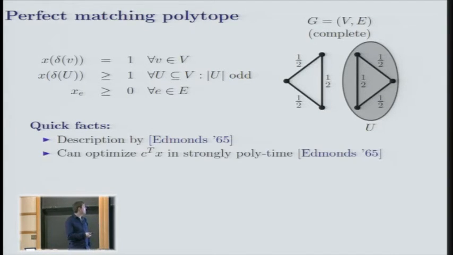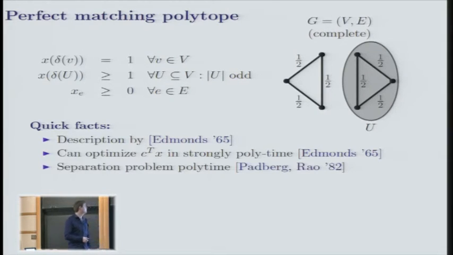What's also known is that you can optimize any linear function in strongly polynomial time, and there's a lot known about the face structure of this polytope. And there's also a nice way to solve the separation problem. This is, you use Gomory-Hu trees. Okay, so you have a lot of nice properties for the matching polytope.